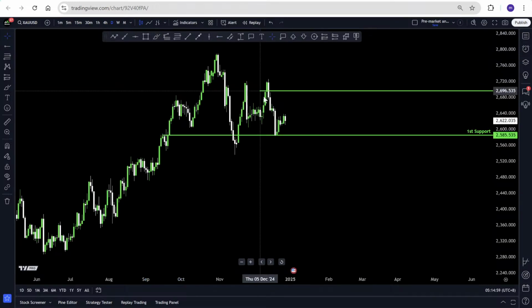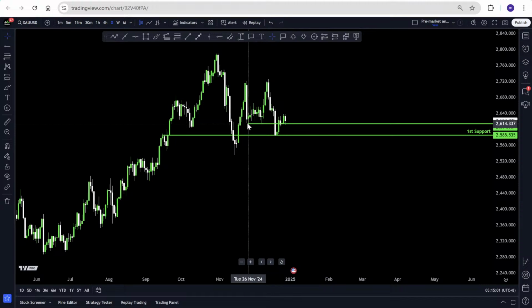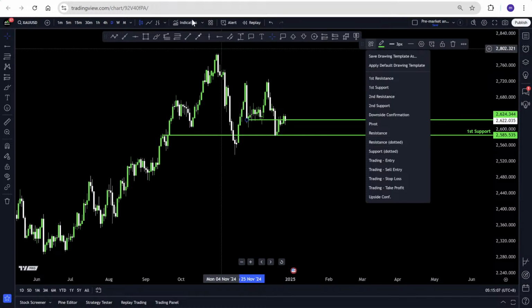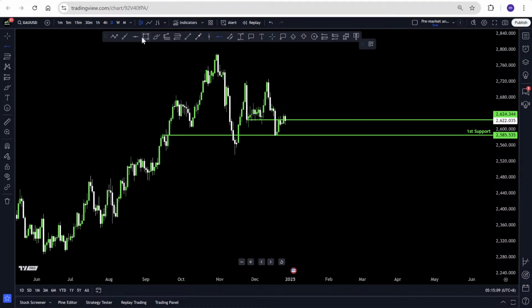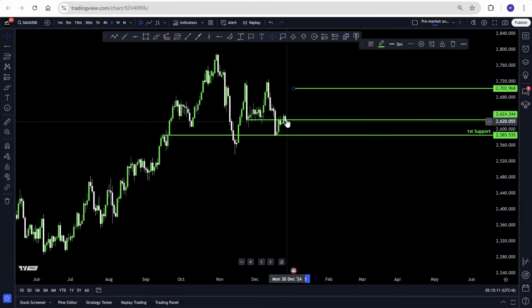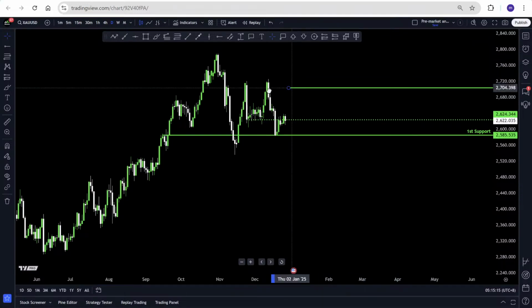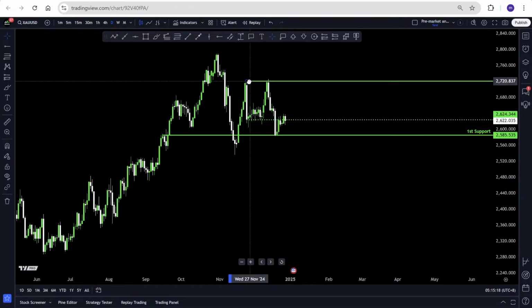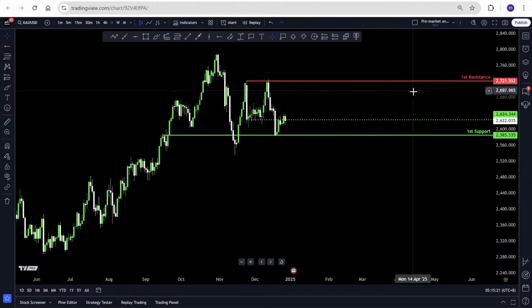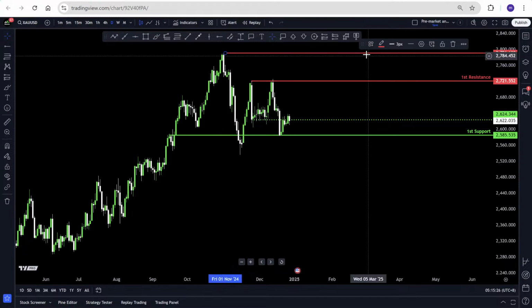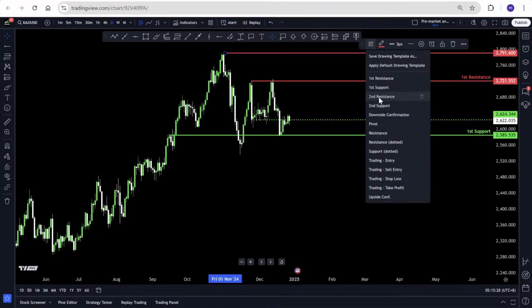I guess an intermediate level of support will be over here. I'll just represent it with a dotted line. And for my first resistance, I'll place it at this double swing high. And maybe just a second resistance up there.